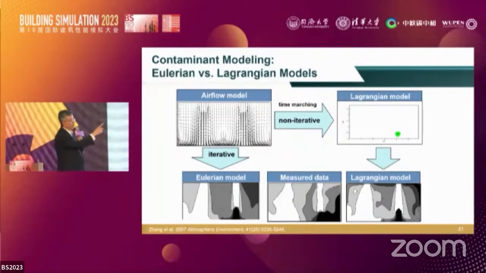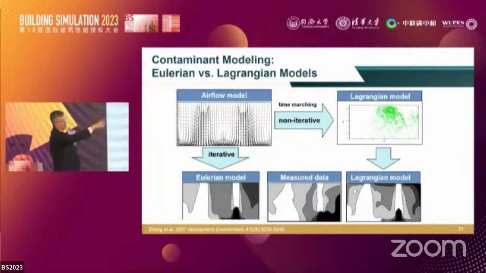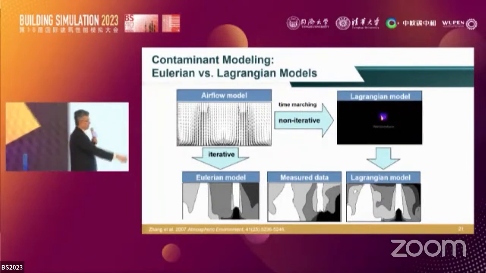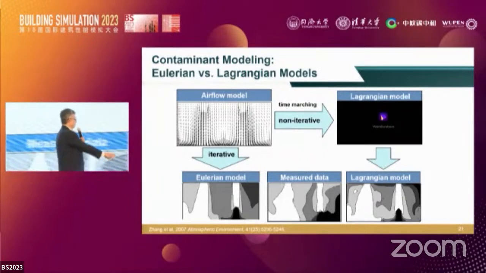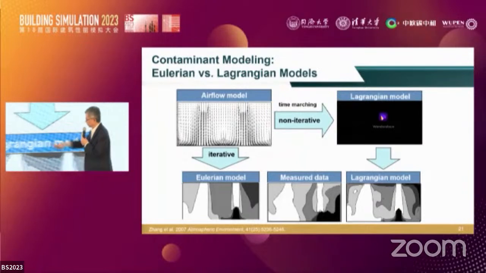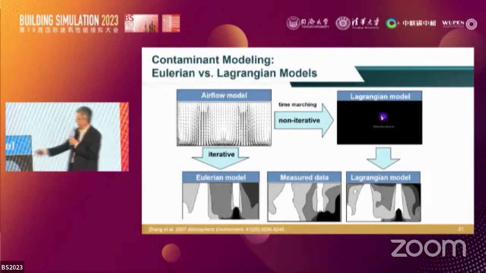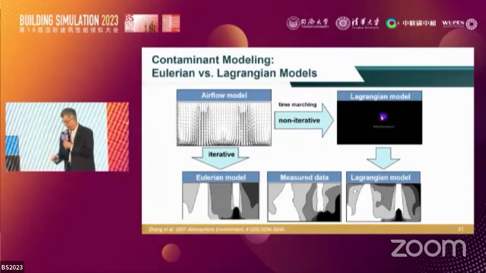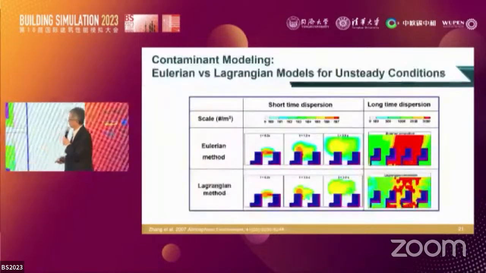In the Lagrangian model, you see I have the source, there are a lot of green particles there, and they go with the air. And then you can also calculate the concentration. The concentration is shown in the figures here, and let's compare with the measured data. You can see that these two models give a very good result compared with the measured data. That's why we like to use these models to study the airflow and particle distributions in the airplane.